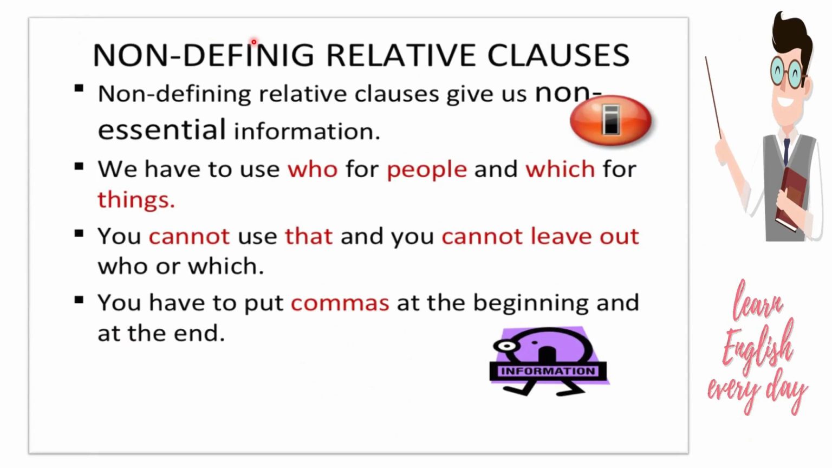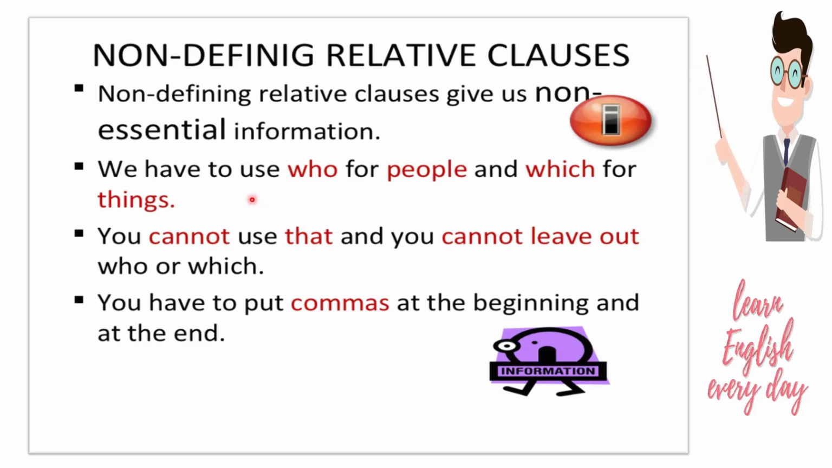Next, we discuss the non-defining relative clauses. What are non-defining relative clauses? Because it is non-defining, it doesn't give a definition. Because it doesn't give a definition, it is just non-essential information. What is non-essential information? It is just extra information, and the extra information is not quite necessary, or not quite important for the people to know. It doesn't change the meaning at all.